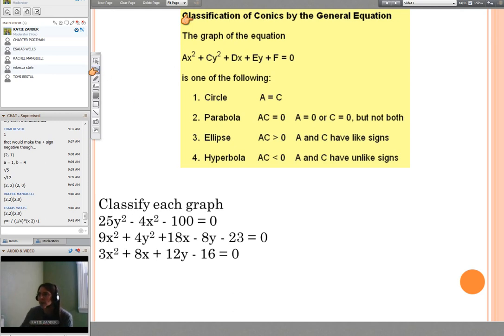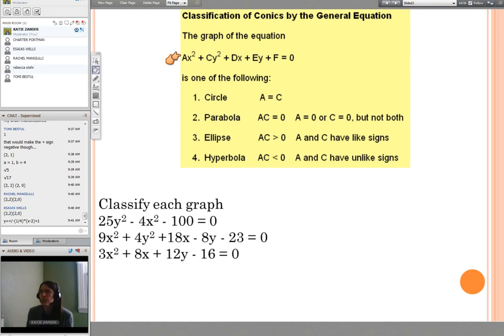So instead of having to complete the square and try to put it into one of the formats that we're used to seeing for either parabola, ellipse, or hyperbola, we can easily use the rules below to help us identify what type of conic section we're actually looking at without having to complete the square.